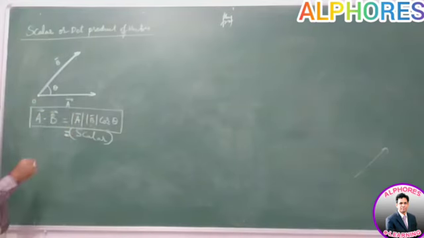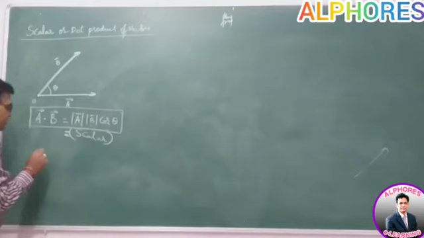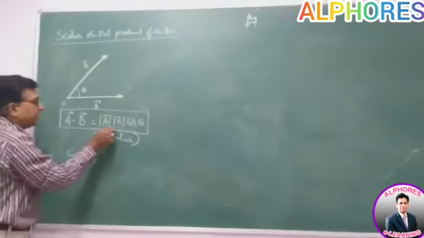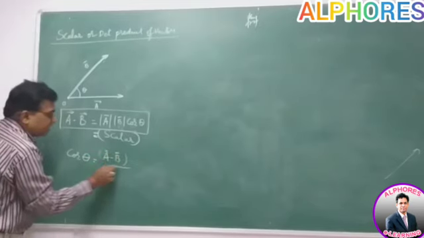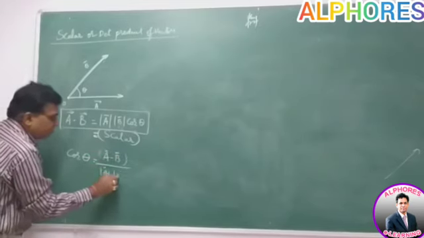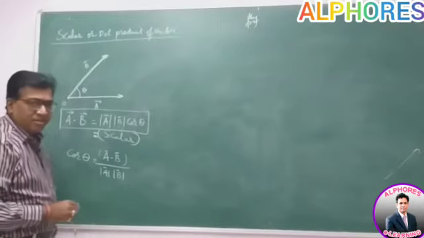Now from this you can evaluate cos theta. You can evaluate the angle between the vectors by taking these to this side. So it is A dot B in the numerator over mod A mod B. You can find the angle between the vectors.